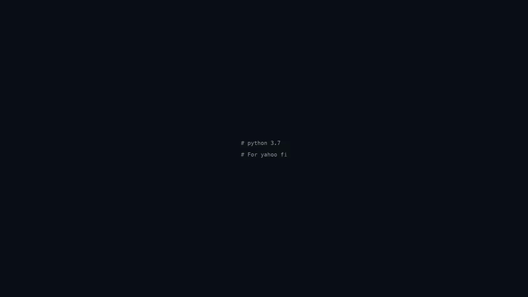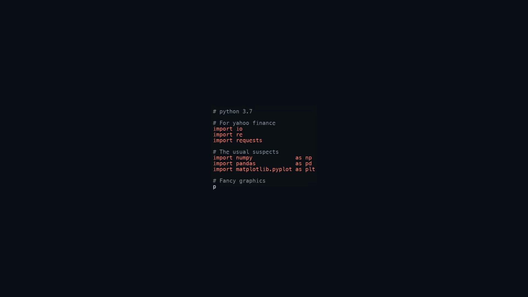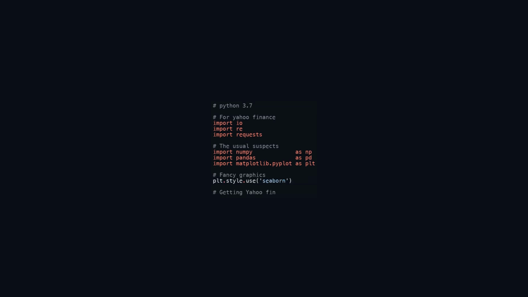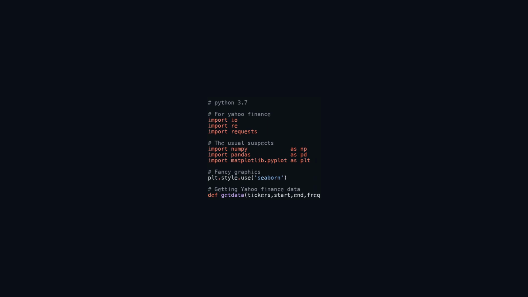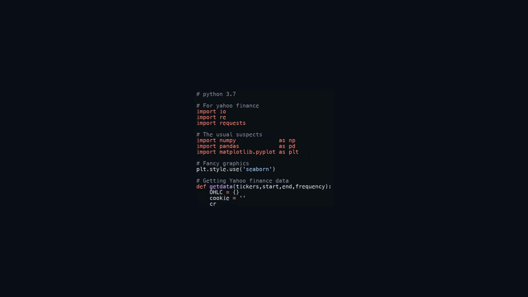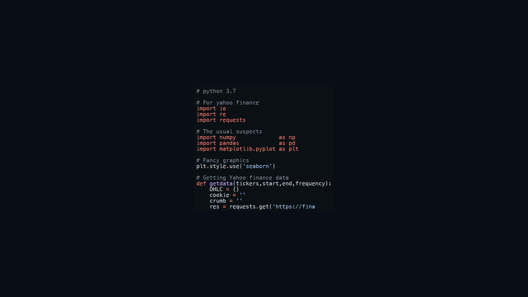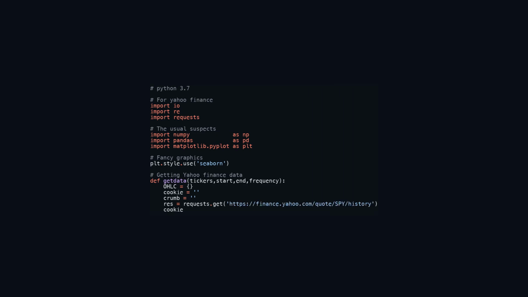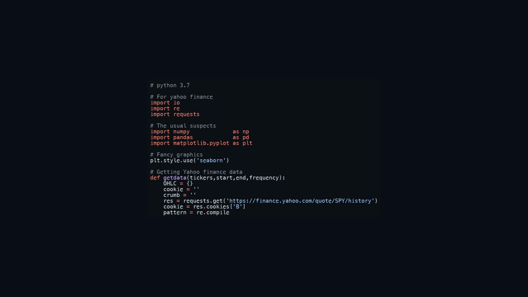This code retrieves historical stock price data for specified tickers from Yahoo Finance using their API. It imports libraries such as NumPy, Pandas, and Matplotlib for data manipulation and visualization. The main function, getData, takes a list of stock symbols, a start and end date, and a data frequency. It creates a dictionary to store the open-high-low-close (OHLC) data for each ticker.